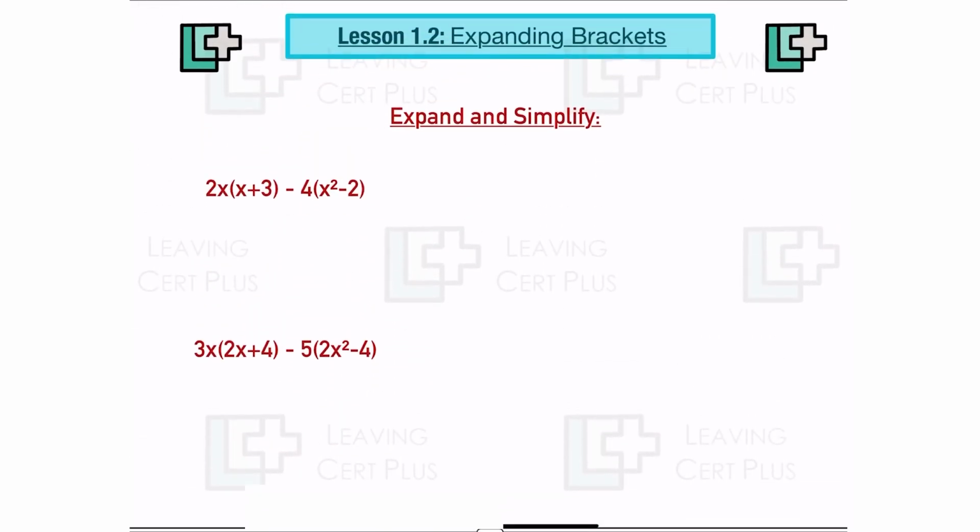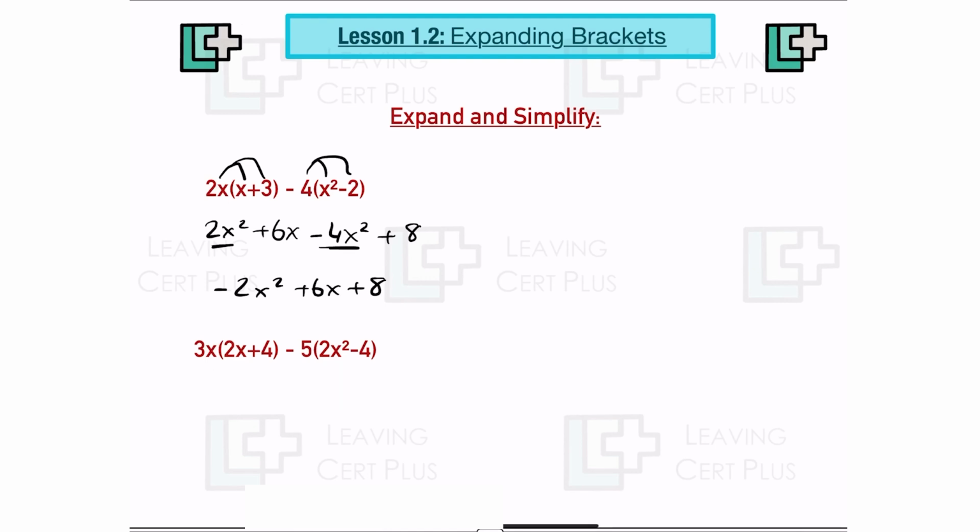So multiplying out these brackets, I'm going to do one example for you, and then you can pause the video and try the second one. So multiplying into 2x, that's 2x by the x to give me 2x squared. 2x by the 3 is 6x. The minus 4 is going to give me minus 4x squared, and then minus 4 by minus 2 is plus 8. You can pair together these because they're in the same family. That's minus 2x squared plus 6x plus 8. That's the first one done.